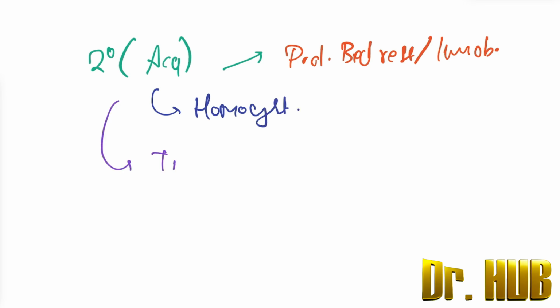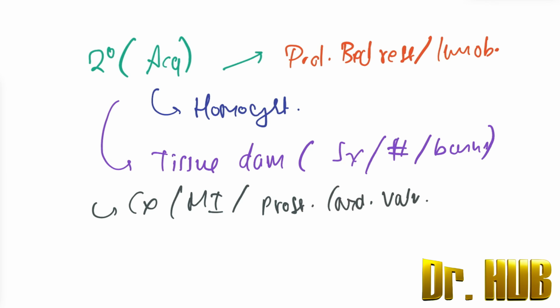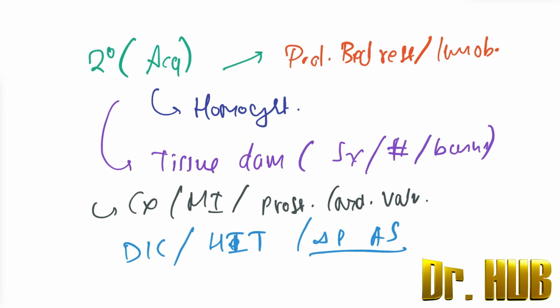And then comes tissue damage. The tissue damage may be due to surgery, fracture, or burns as well. Then comes the presence of cancer. Then is the MI, myocardial infarction. The prosthetic cardiac valves are also present. Then is DIC, disseminated intravascular coagulation. Then heparin-induced thrombocytopenia, HIT, as well as antiphospholipid antibody syndrome, APAS.